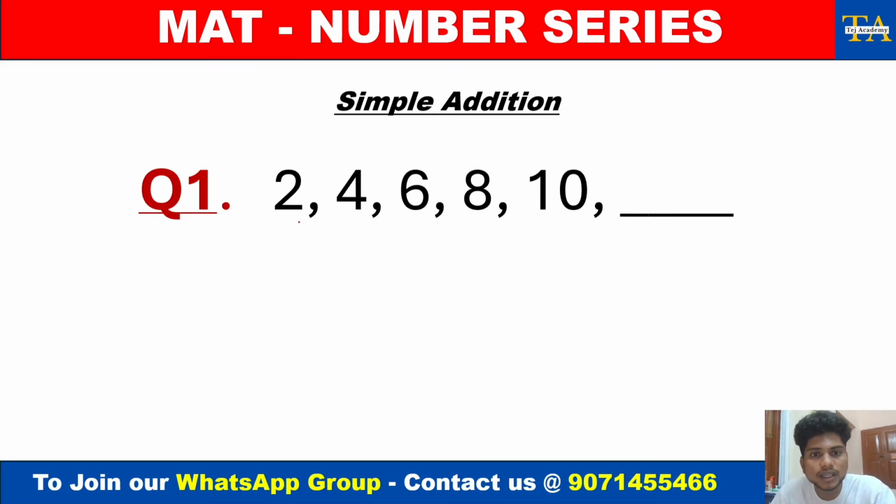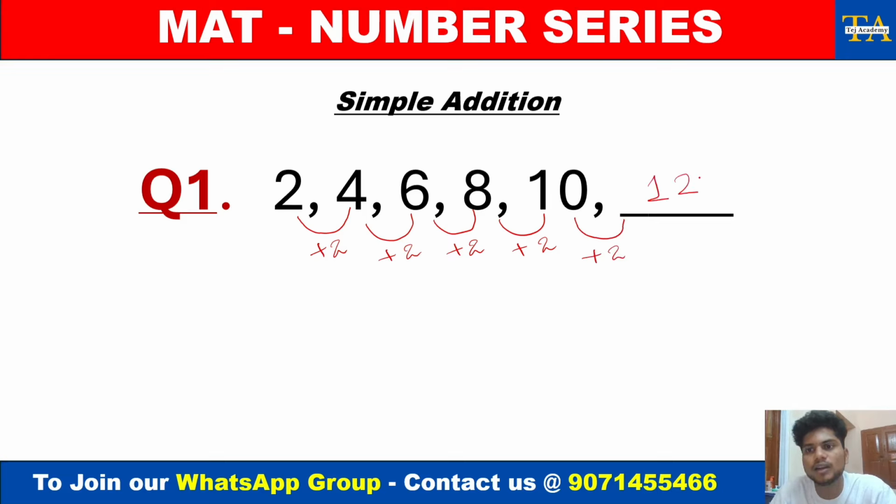If you look at this question, if you add plus 2 to 2, you will get 4, and plus 2 to 4 you will get 6, and plus 2 to 6 you will get 8, and plus 2 to 8 you get 10. So our secret rule is adding plus 2. So if you add plus 2 to 10 you will get 12. So 12 is our answer.